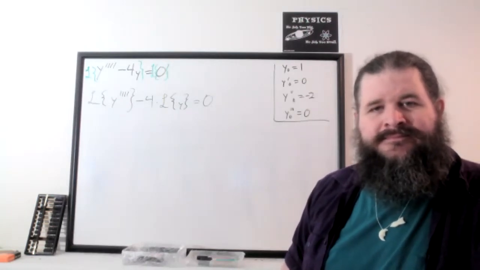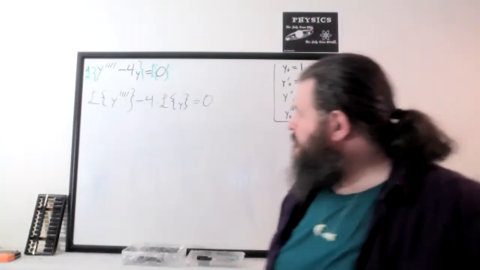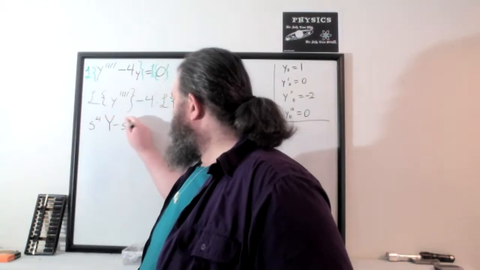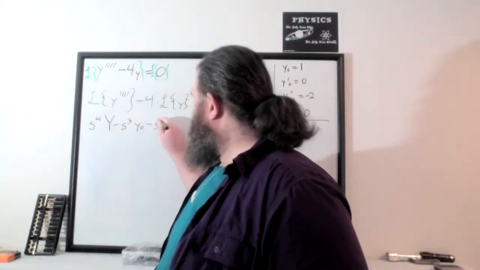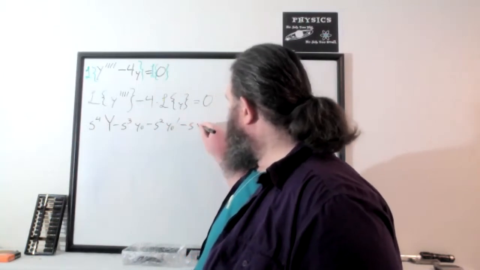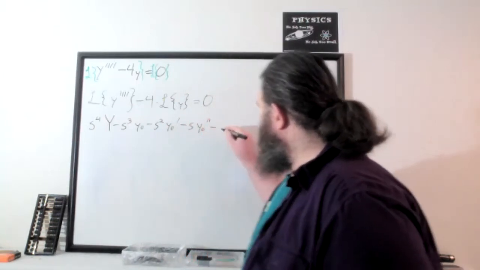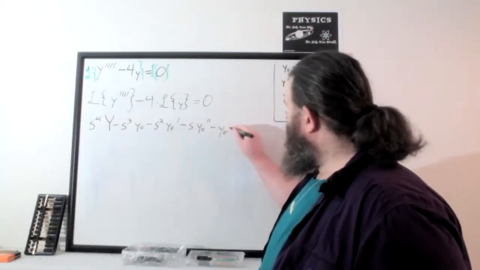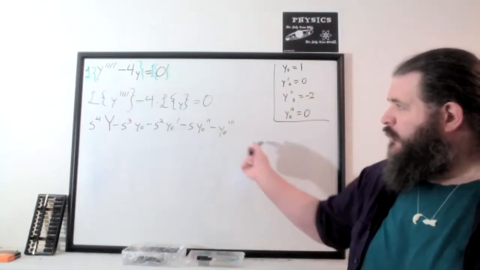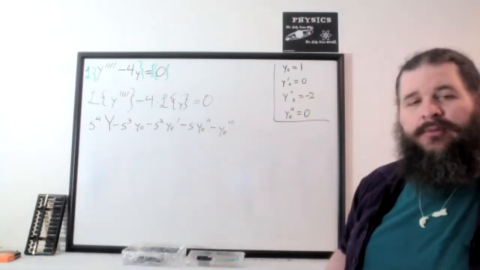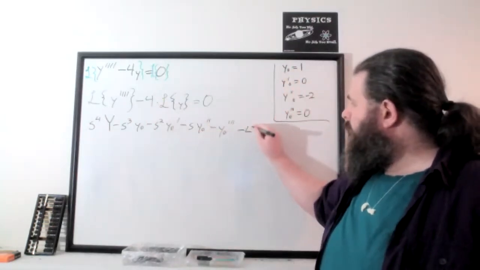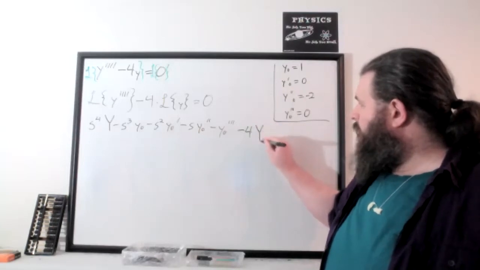Would it be s to the 4th big Y minus s cubed y naught minus s squared y naught prime minus s times the 2nd derivative of y naught minus y to the 3rd derivative? Right. Going to follow the exact same pattern. We just expand that out to a quartic in this case, so 4th degree polynomial in s. And then of course we also have minus 4 times Laplace of y, which will just be big Y.